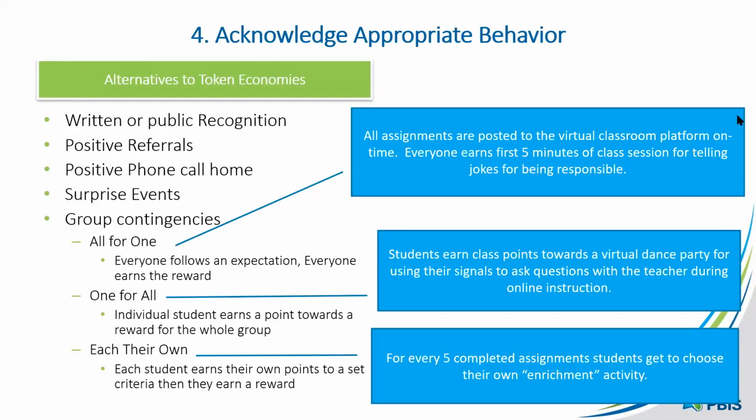But again, like I had mentioned before, once you've brainstormed some ideas with your students and you have a list of things that you're able and willing to do in order to reward and reinforce them for their engagement, you can use different group contingencies, like an all-for-one strategy where everyone gets all their assignments posted in the virtual classroom on time, and we can spend the first 5 minutes of class session telling jokes or something like that. And again, linking it back to that expectation of being responsible.